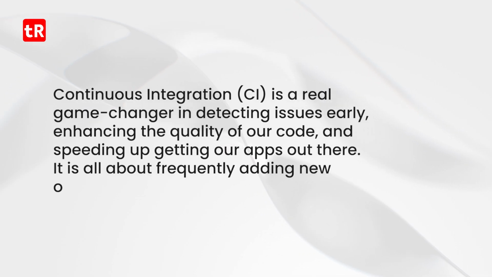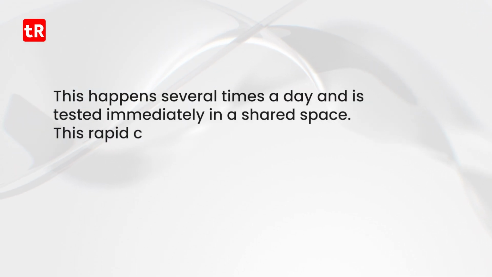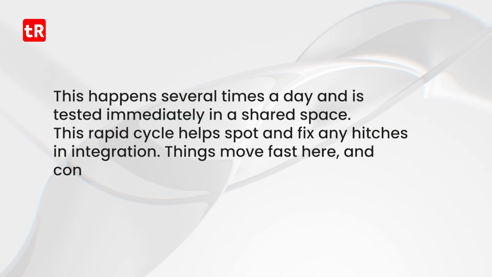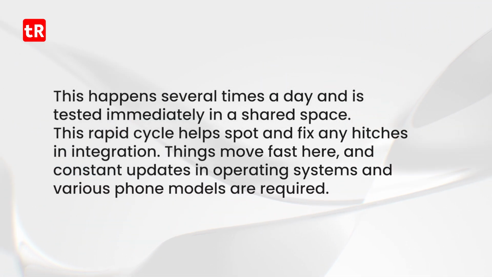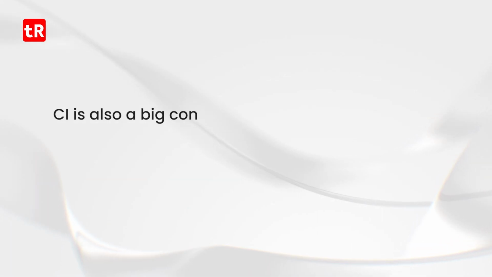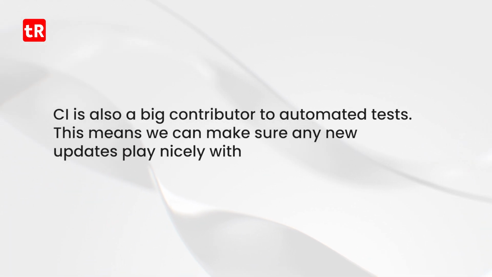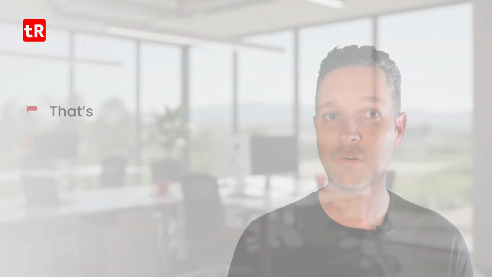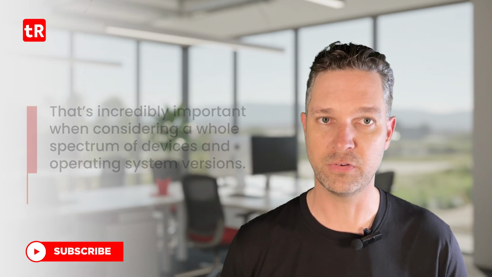It is all about frequently adding new or updated code. This happens several times a day and is tested immediately in a shared space. This rapid cycle helps spot and fix any hitches in integration. Things move fast here, and constant updates in operating systems and various phone models are required. CI is a big contributor to automated tests. This means we can make sure any new updates play nicely with what we already have. That's our regression testing. Now that's incredibly important when considering a wide spectrum of devices and operating system versions.